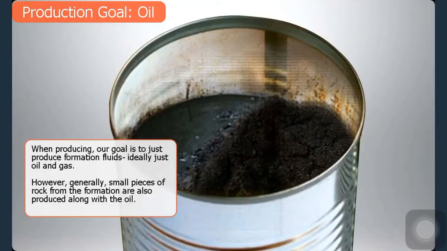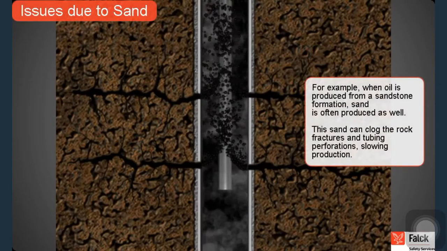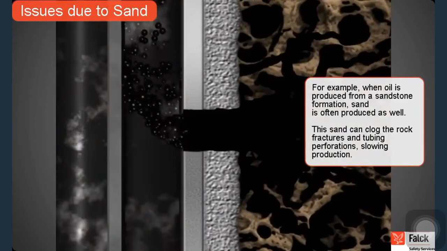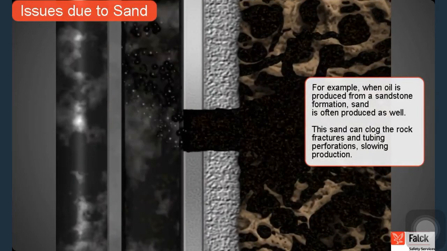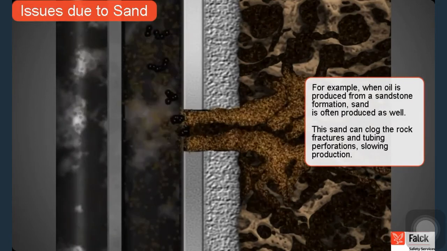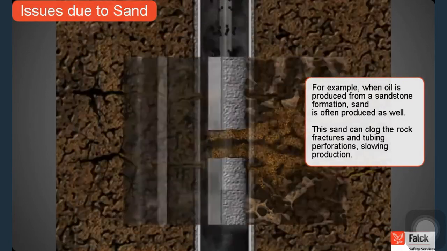When producing, our goal is to just produce formation fluids, ideally just oil and gas. However, generally, small pieces of rock from the formation are also produced along with the oil. For example, when oil is produced from a sandstone formation, sand is often produced as well. This sand can clog the rock fractures and tubing perforations, slowing production.